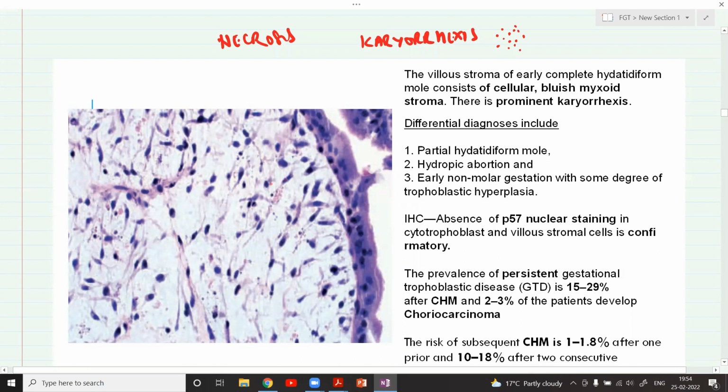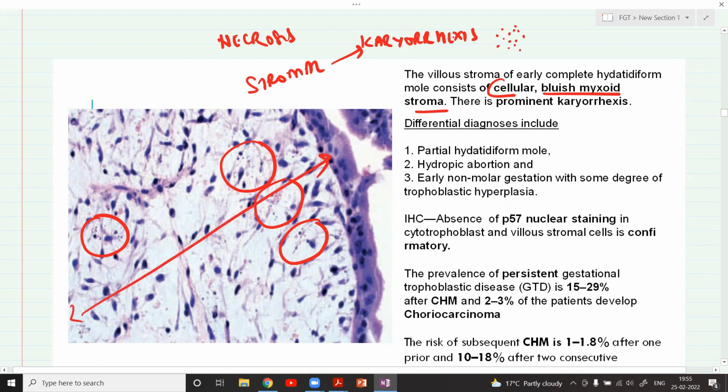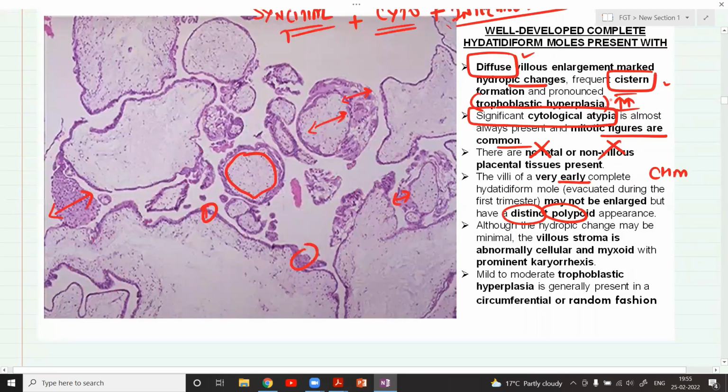Now, can you appreciate some dots over here? Nuclear karyorrhexis is one of the very important features that we see in complete hydatidiform mole, and it is present in the stroma, so we call it stromal karyorrhexis. If you look at the stroma, it is basically bluish. It is cellular, bluish myxoid stroma, and there is prominent karyorrhexis, that is nuclear fragmentation. Is that very clear to everyone? Yes, prominent karyorrhexis is seen.